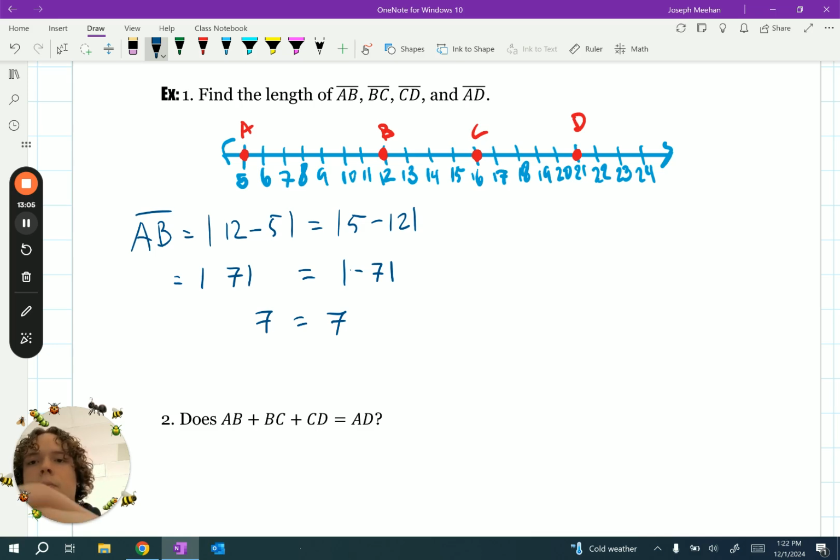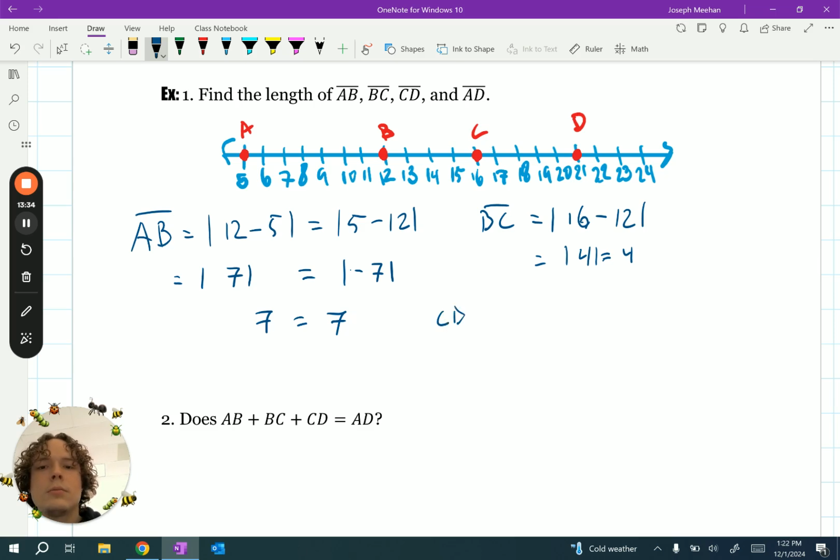Let's do BC. Same thing, you can do it either way. I'm going to do it as 16 minus 12 here, and then I'll do the other two differently as well. I did 16 minus 12, the absolute value, which is really going to be the absolute value of 4. What's the absolute value of 4? It's just 4.